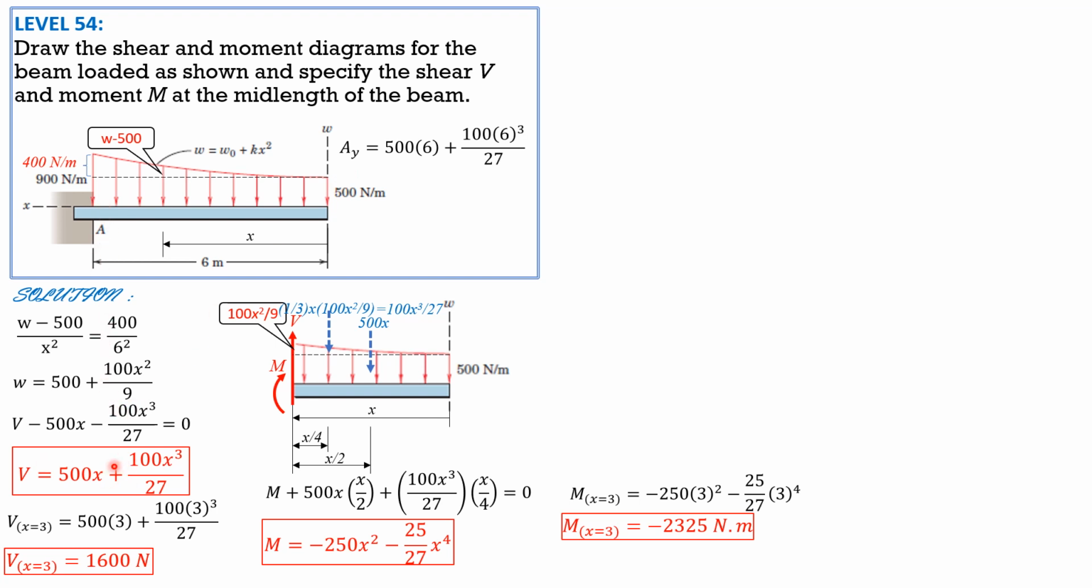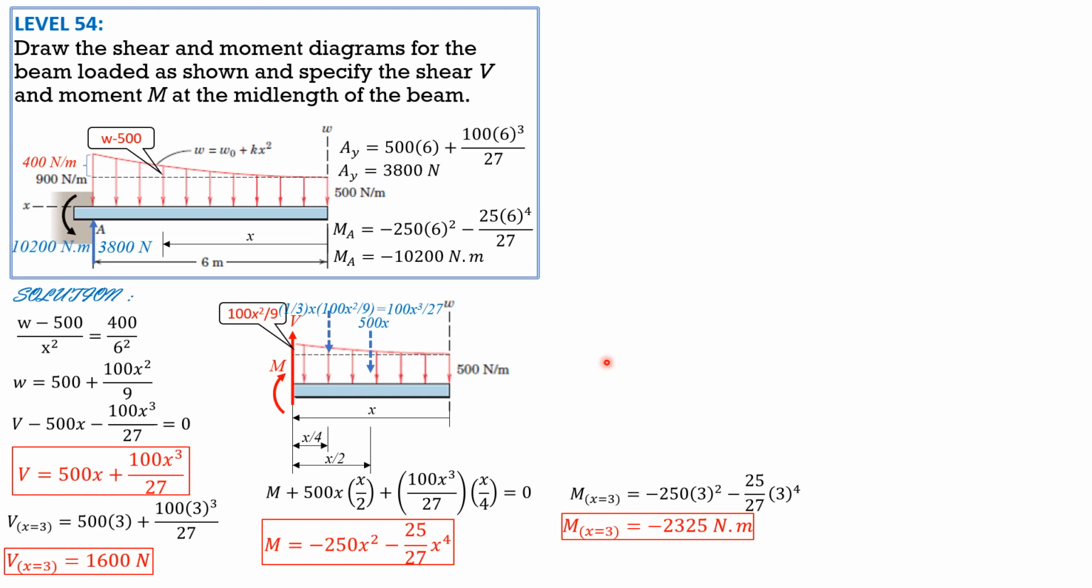Then for the shear and moment diagrams, AY is equal to the shear when x is 6. We substitute it here when x is 6 because the origin is here, going to that direction. So AY is equal to 3,800 newtons, while the moment at A, substituting x is 6, is negative 250 times 6 squared minus 25 over 27 times 6 to the 4th, and it is equal to negative 10,200 Newton meter.